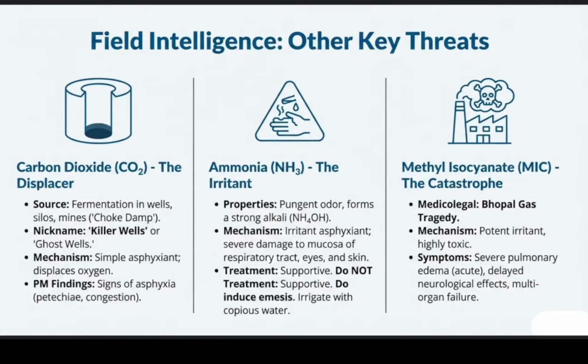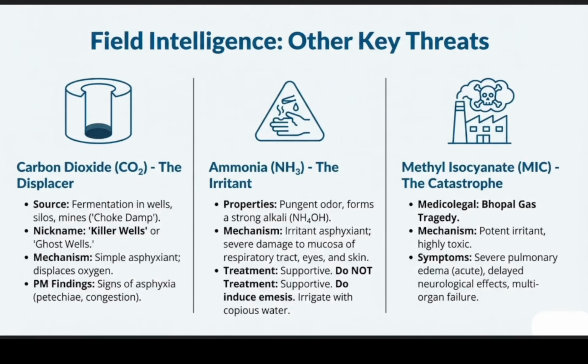Next is ammonia. Ammonia we have already dealt with, but just remember, it has a pungent odor and forms a strong alkali. They are irritant asphyxiants, and severe damage to the mucosa of the respiratory tract, eyes, and skin is going to occur. Then methyl isocyanate, which was used in the Bhopal gas tragedy. This is a potent irritant, highly toxic. There is going to be severe acute pulmonary edema, then delayed neurological effects and multi-organ failure, because we know that in the Bhopal gas tragedy there are still families suffering, with delayed neurological effects.